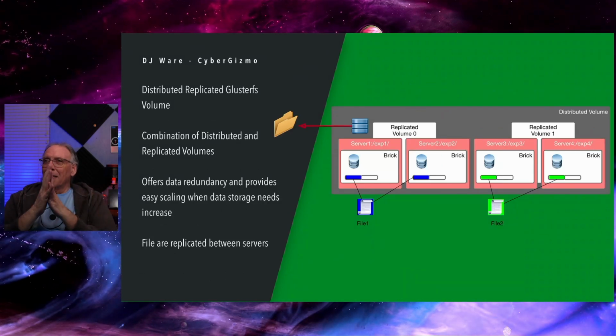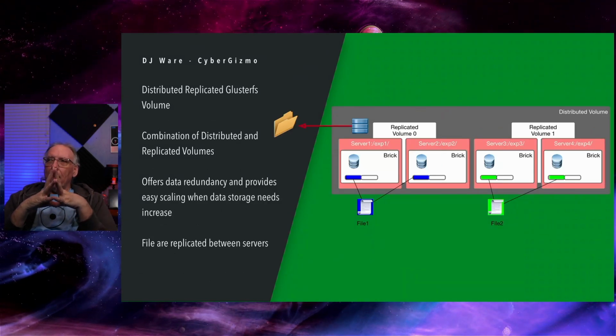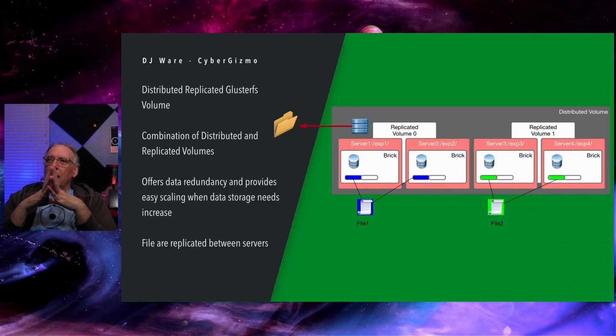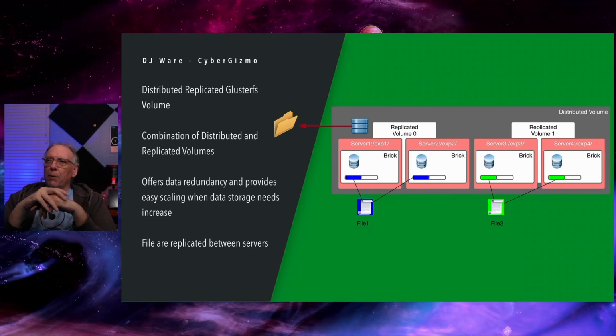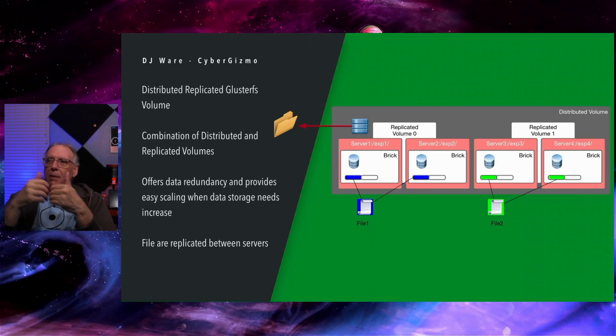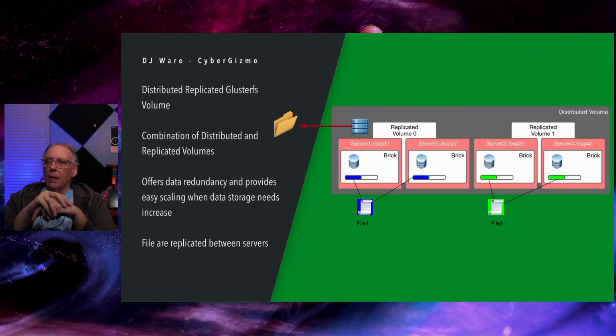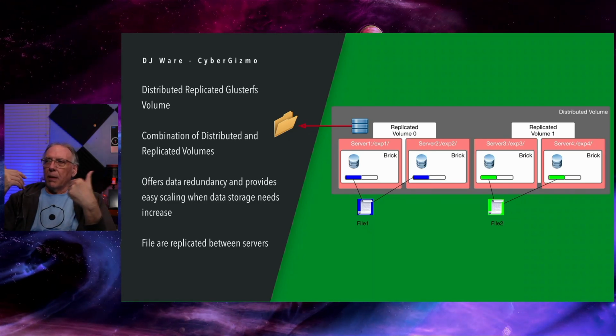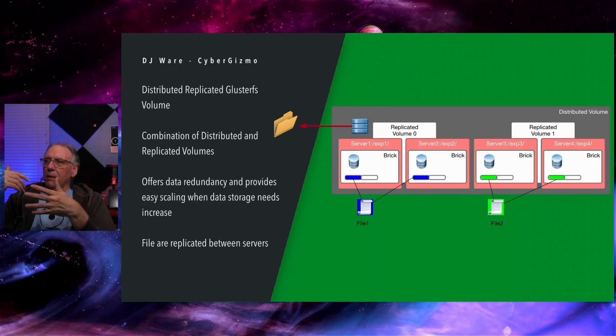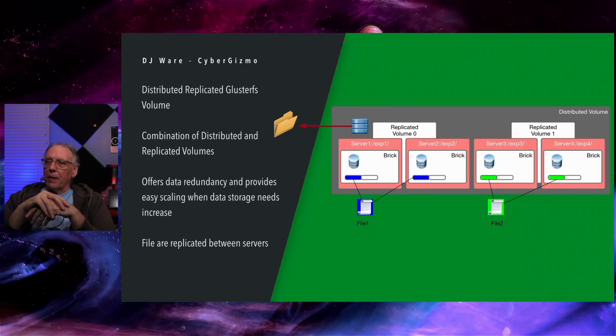So yeah, there's also distributed replicated Gluster volumes, and this is combining distributed with replicated volumes in order to offer redundancy at the same time offering easy scale out. So yeah, files are only replicated between servers. So file one would only exist on a server and the replicated volume zero.